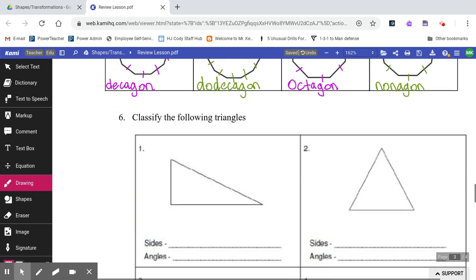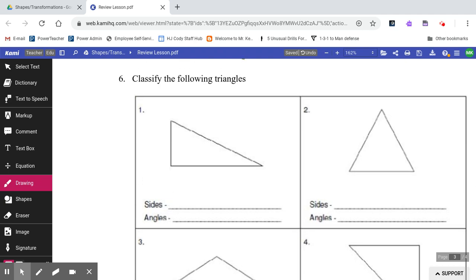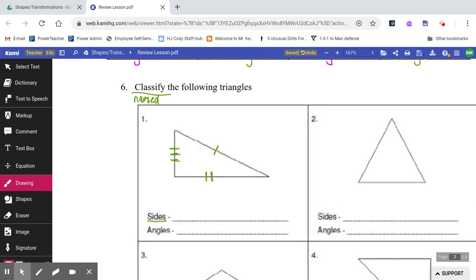Beautiful. The next thing we did was we classified triangles, or we named triangles. Same idea. We named them based on 2 things. We named them based on their sides and based on their angles. So if we look at this first image, to name it based on its sides, I need to realize that all these sides are different lengths. Right? None of them are the same. When none of them are the same, we call that a scalene triangle. The sides are all different.